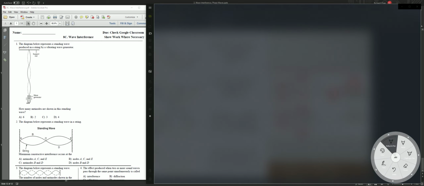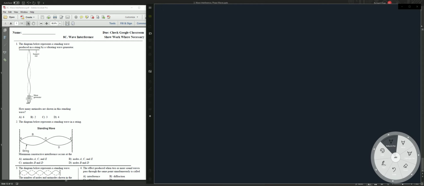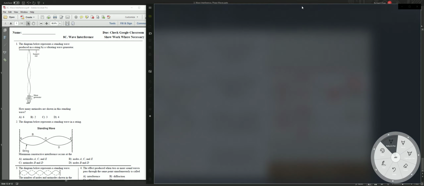Tablet mode. No, that's not what I want. Folder. Oh, right here. All right, cool. Sure. Number one.